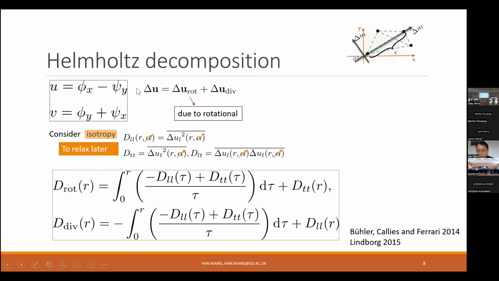So for each drifter pair, we can decompose delta U, which is the velocity difference measured by the two drifters, dynamically into a part that's induced by the stream function only, which is purely rotational, and a part that's induced by the potential function only, which is purely divergent. And for now, we'll assume isotropy, which is an assumption I will relax later in the talk if I have the time. Under isotropy, we'll assume that the structure functions are not functions of the separation angles. They are only functions of separation distance.